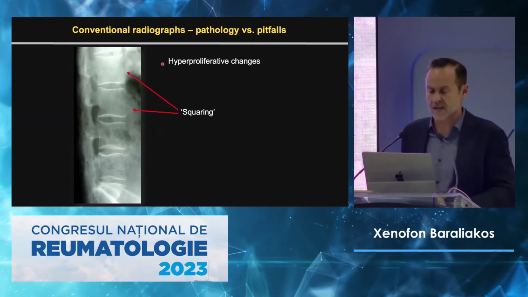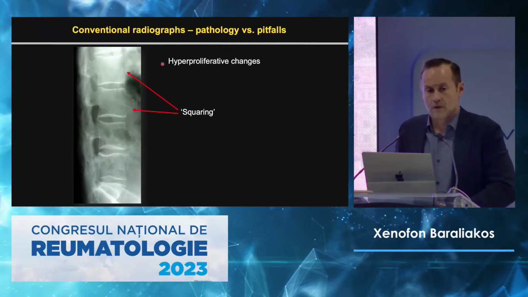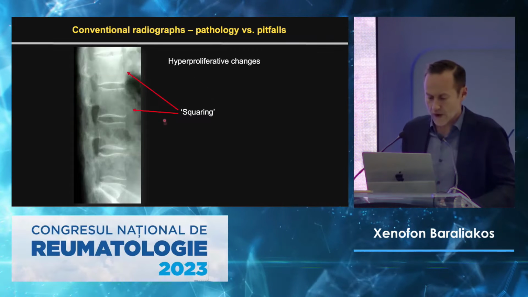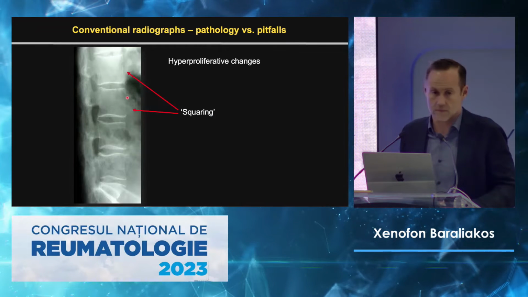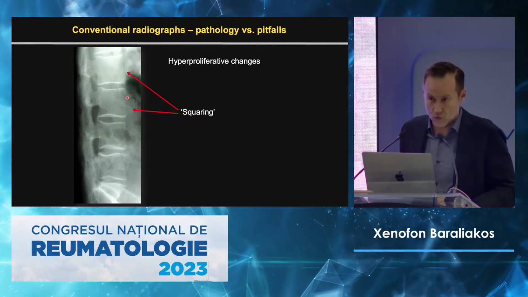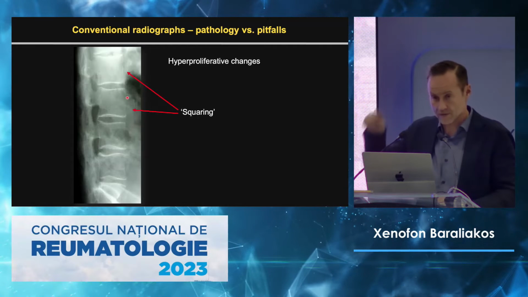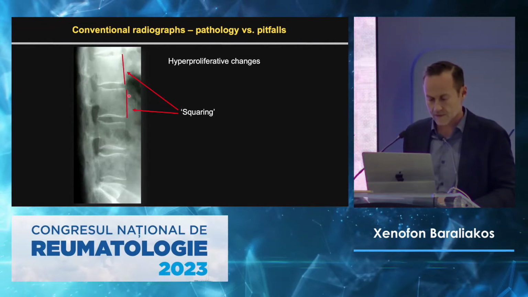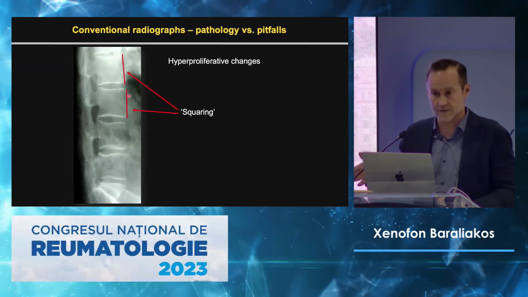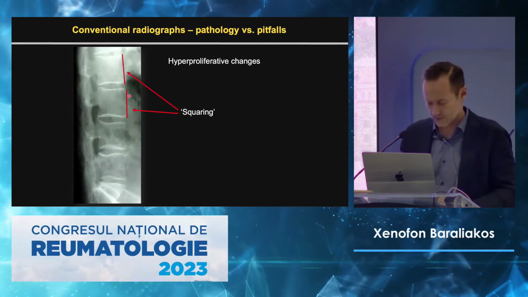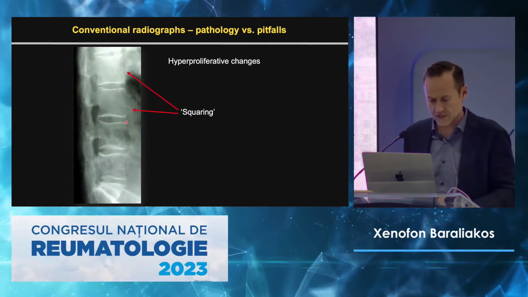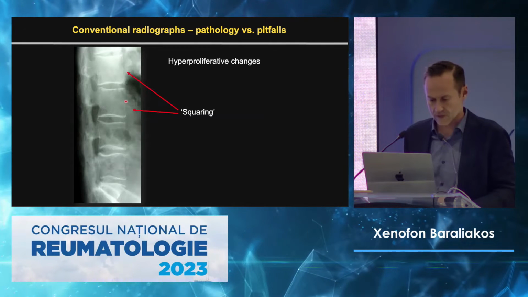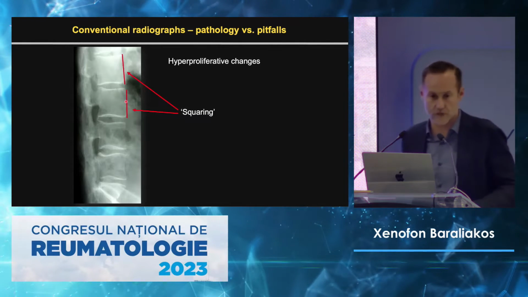Now, there's the other thing that we pay attention to, and this is the squaring of the vertebrae. Squaring doesn't mean that this is a squared vertebra. It means that you have a line that squares the anterior part. Yeah? That's a squaring. You don't see that here. You see that here. So it's the first sign of new bone formation.